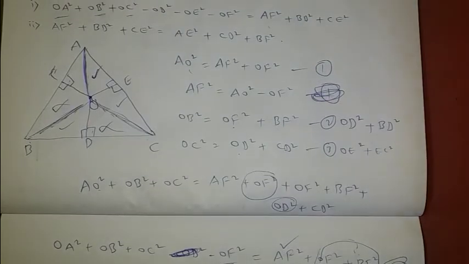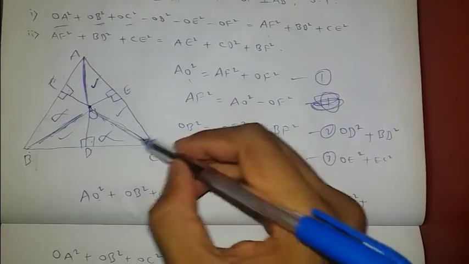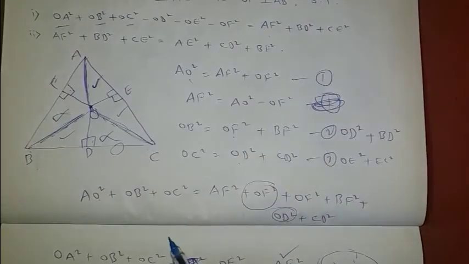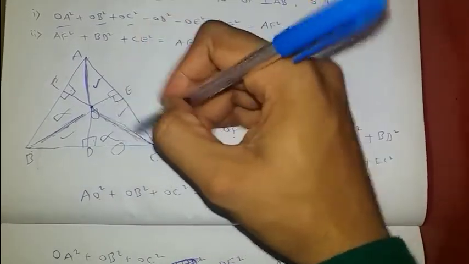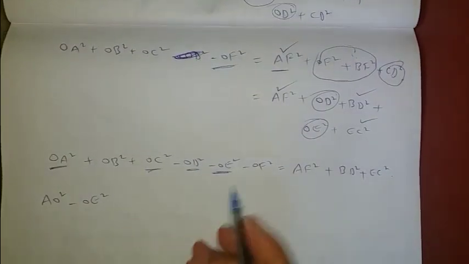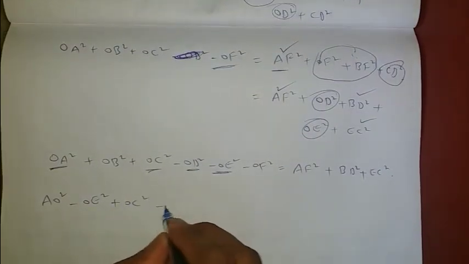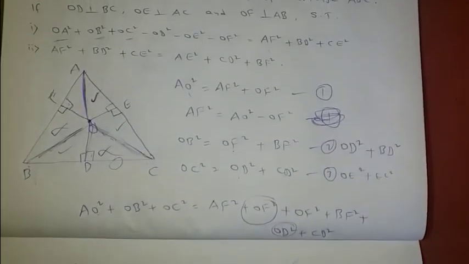Next, again we want CD square. If we take this CD square, CD square is nothing but OC square minus OD square. So that is plus OC square minus OD square. Next thing, what do we want?